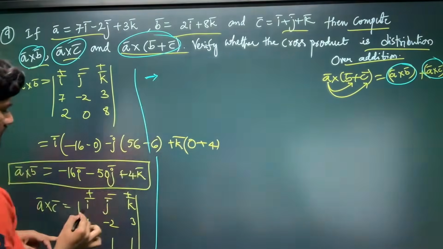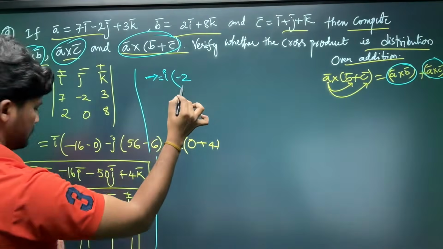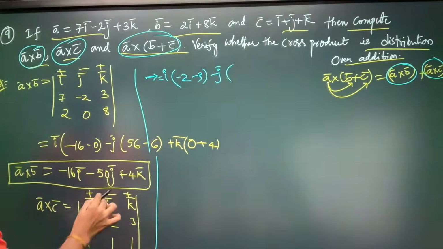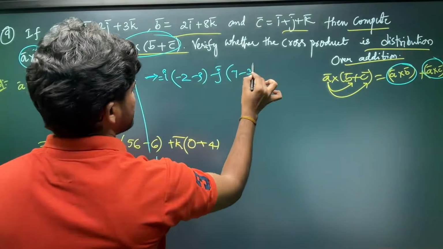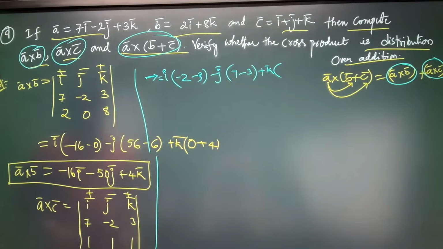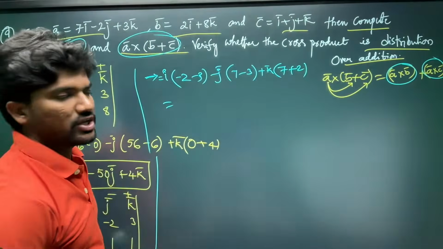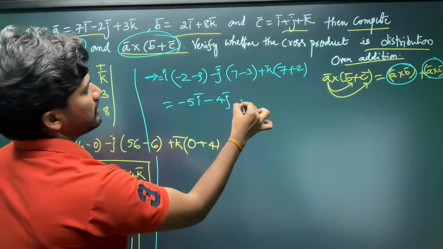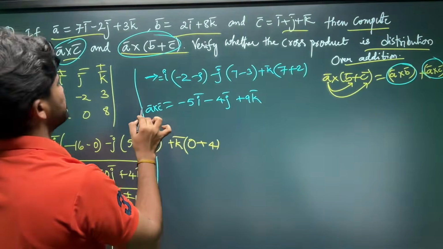So from this condition we will get, look here, a bar cross c bar is equal to I bar into, delete first row, first column, 1 into minus 2 minus 3. Next minus j bar into, delete first row, second column, 7 1s are 7 minus 3. Okay, so plus k bar into, delete first row, third column, 7 plus 2, so therefore minus 2 minus 3, you got minus 5 I bar, 7 minus 3 is 4, minus 4 j bar plus 9k bar. This is a bar cross c bar value.